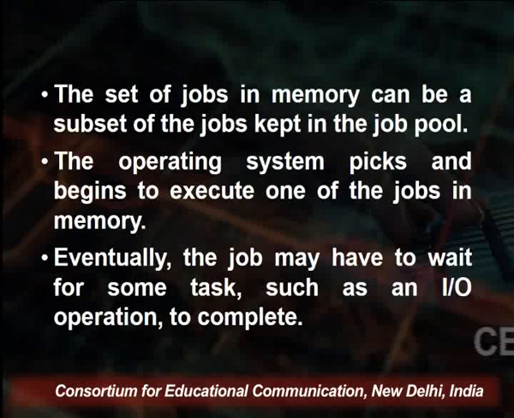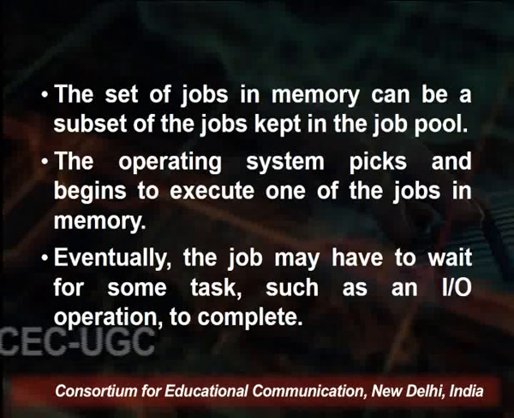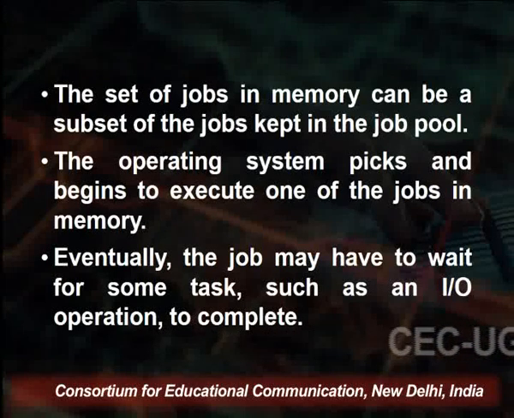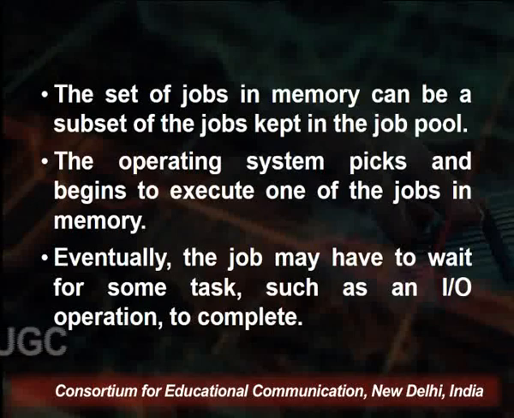Now which jobs will be kept in the memory, and which jobs will reside on the disk and wait for memory allocation? Basically the set of jobs in the memory is going to be a subset of the jobs which are kept in the job pool. This job pool is being kept onto the hard disk. So let's say we have some 10 jobs in the job pool, and 2 or 3 will be selected. How they will be selected, we will cover in a short while.